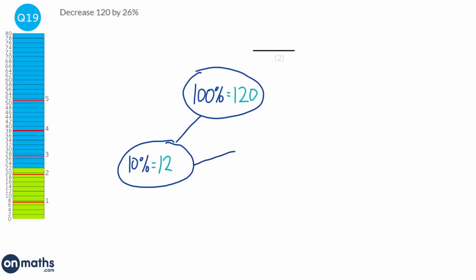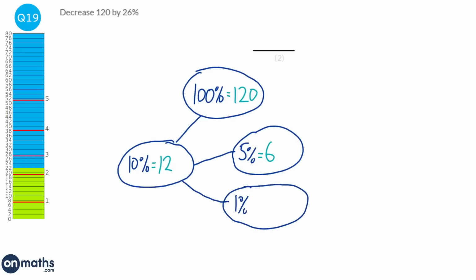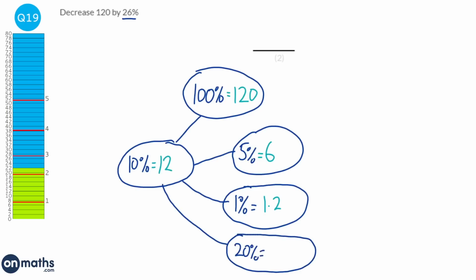And then we want to split that bubble up again into 5%. And 5% is found just by halving it again, so that would be half of 12, which is 6. We could do with 1% as well, and we're trying to get to 26%, so we'll do 1%. So dividing the 10% by 10 again, 1.2. And we could do with 20%, and 20% just means we're going to double the 10%. So double 12 will be 24.